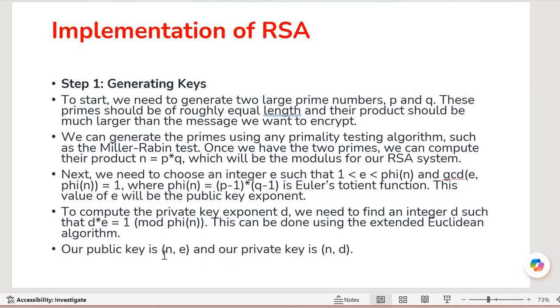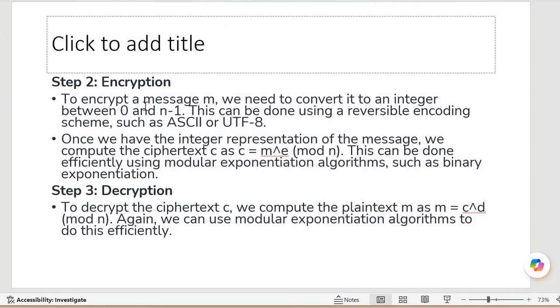Then we can create our public key as (n, e) and private key as (n, d). So n will be the same; n is the product of the two prime numbers that we have selected. The public key will be (n, e) for encryption and the private key for decryption will be (n, d). So this is the basic idea of generating keys.